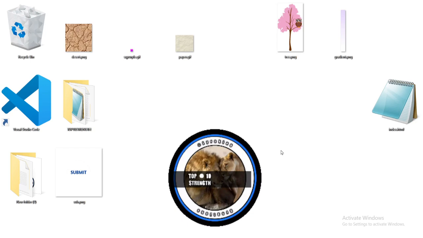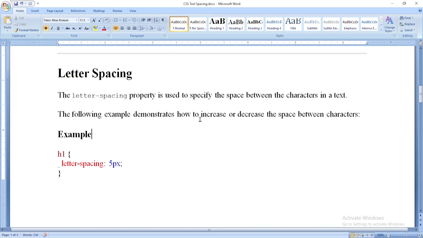Welcome back everyone. Quickly, let's continue our discussion on CSS text spacing. So right now, we'll be discussing the CSS letter spacing. The CSS letter spacing property is used to specify the space between the characters in the text. The following example demonstrates how to increase or decrease the space between characters.